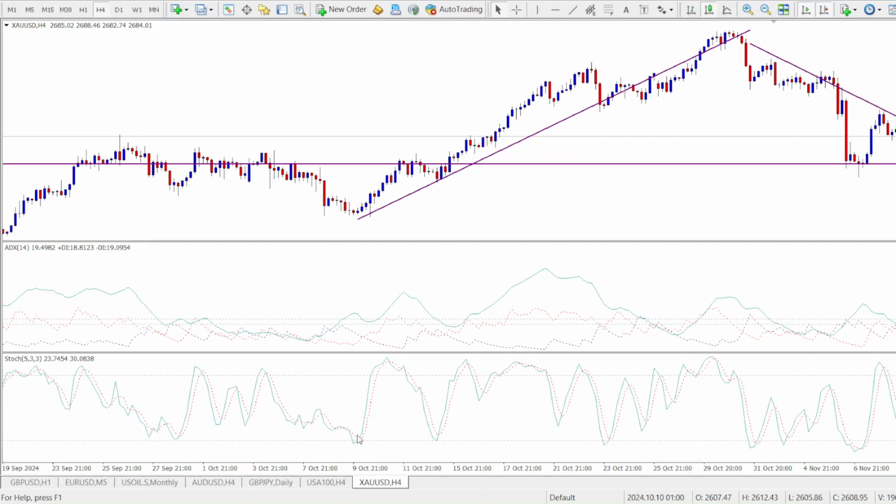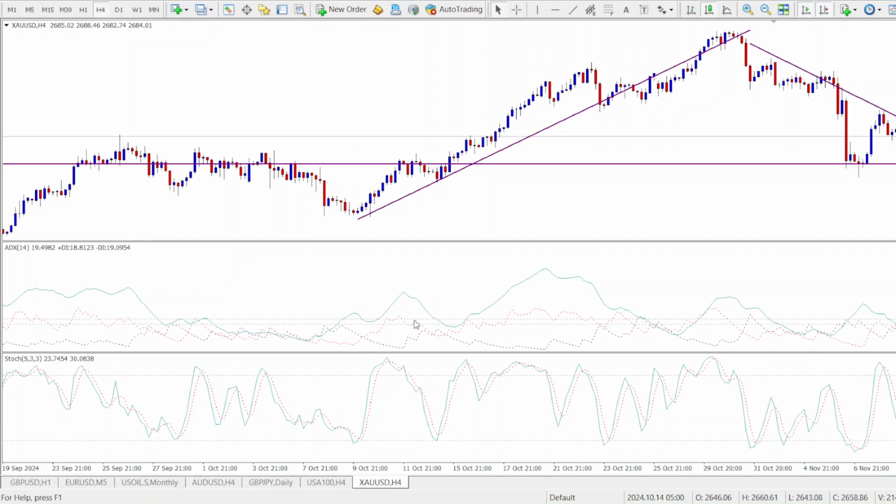Now, if the stochastic crosses above the 20 level, like we had here, we can see that around this point, we had the ADX cross above the 30, and here we had the stochastic from the oversold crossing above the 20. Now, if the stochastic crosses above the 20 level from the oversold zone, and the ADX is still showing strength like we had here, you've gotten the green light to enter the market.